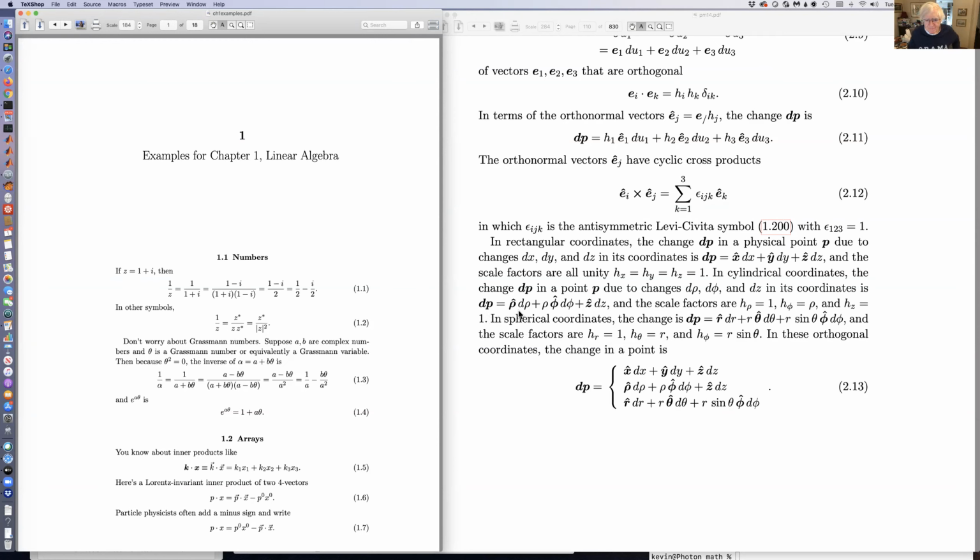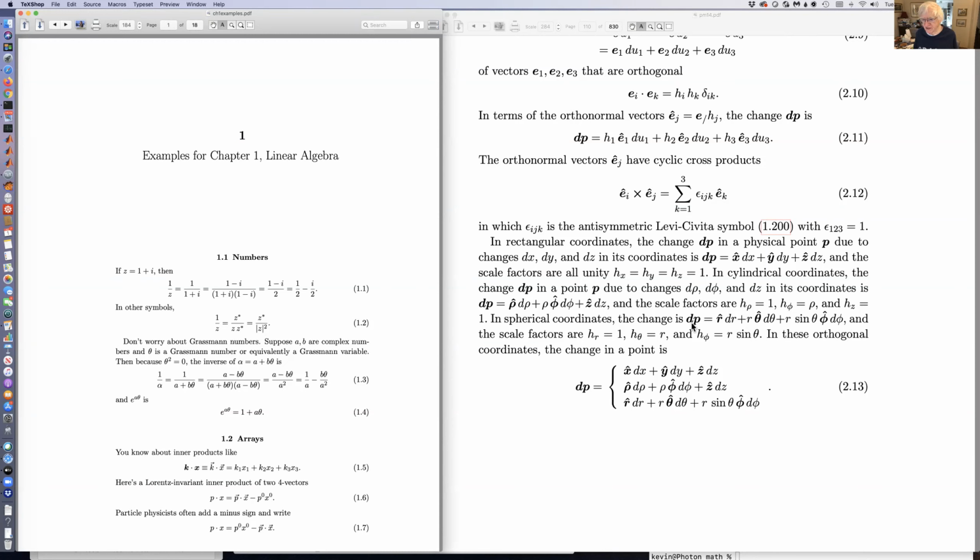The change in the point P is rho hat d rho. But on the other hand, when you change the angular coordinate phi, it's rho phi hat d phi. And when you change the z coordinate, just z hat dz. By the way, the sense in which phi is changing is the right-hand rule. So if you hold your right hand and have your thumb pointing up, then the angle phi is increasing the way your fingers point. Here the scale factors are 1, rho, and 1.